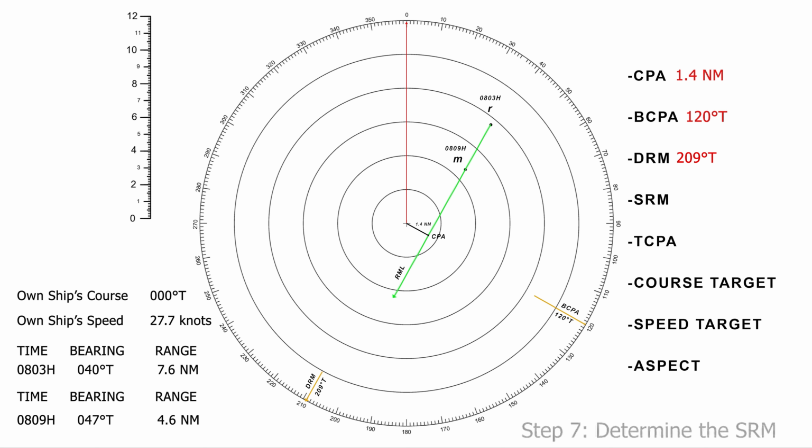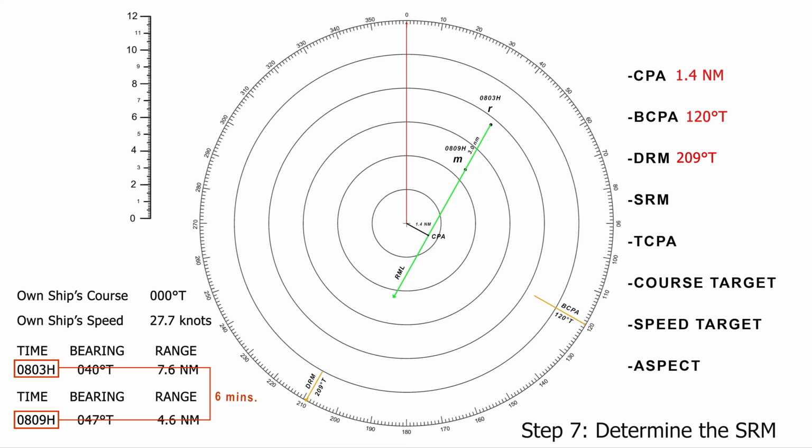Step 7. Determine the SRM, or speed of relative motion. First, use a compass divider to measure the distance between point R and point M along the relative motion line. Next, convert this distance using the plotting sheet's distance scale. This will give you the relative distance traveled between the two observations.